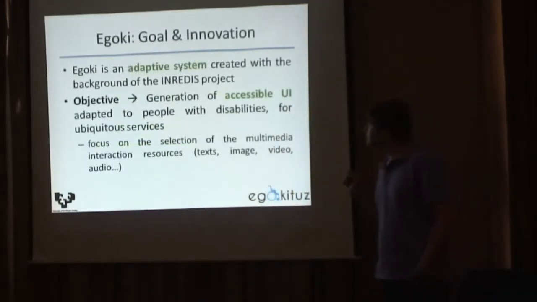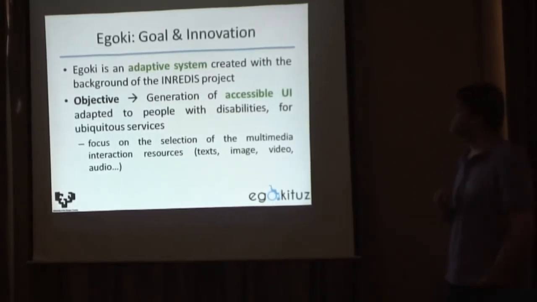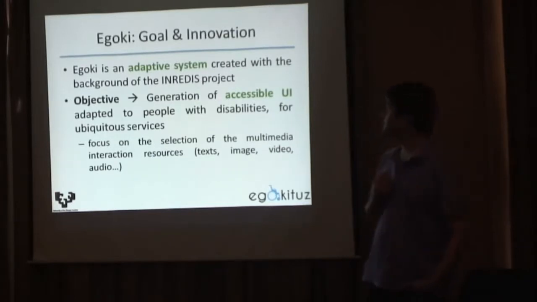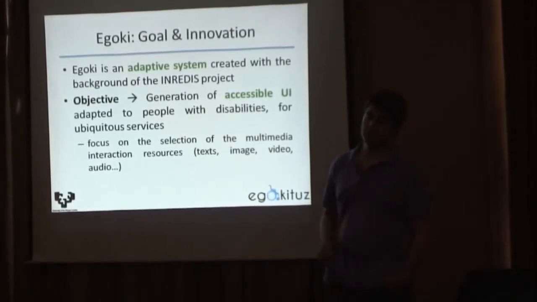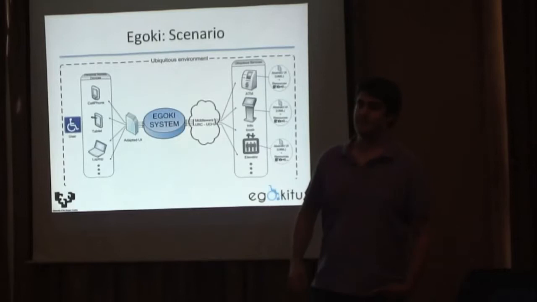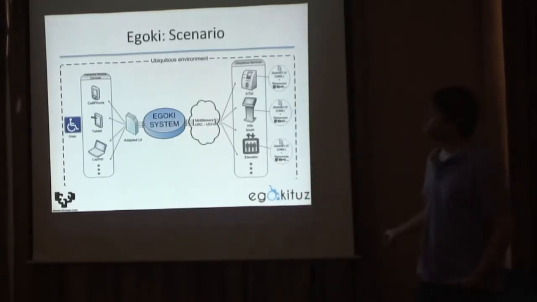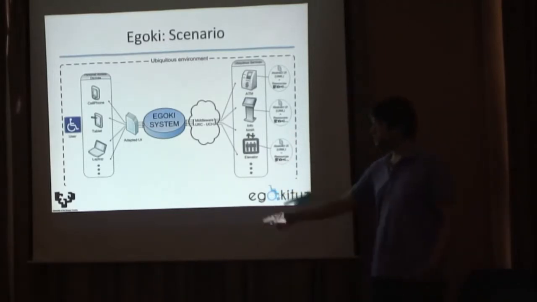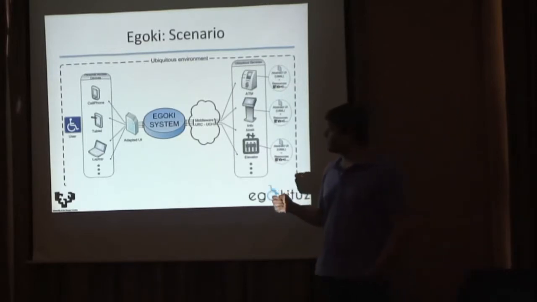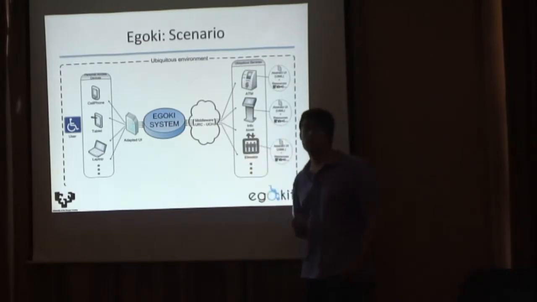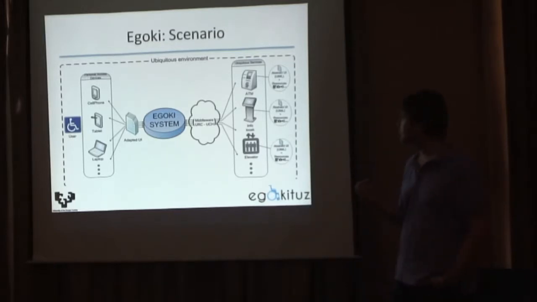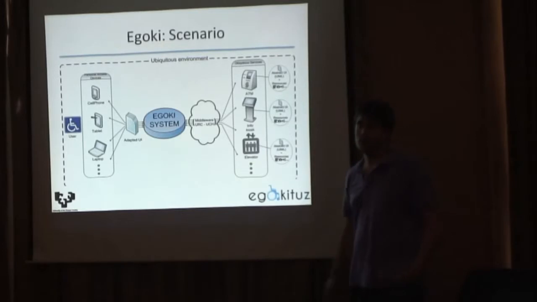The Cookie adaptive system is created with the background of the Redis project that was led in TechnoSite, and the objective is the generation of accessible user interfaces adapted to people with disabilities for ubiquitous services, and it is focused on the selection of the multimedia interaction resources. This is the scenario of people with disability entering an intelligent environment with some services centered on his or her device, and is provided an adapted user interface through the Cookie system, and with that adapted user interface is able to interact with all the services through the middleware.